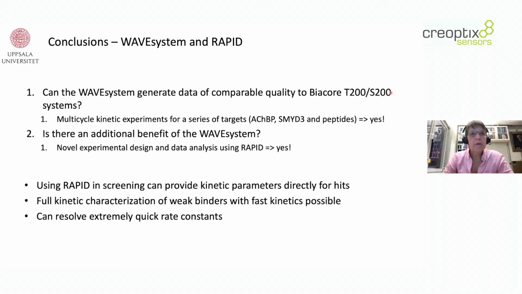complex systems. So we see that we can use Rapid in screening and get the kinetic parameters directly for the hits. We can do full kinetic characterization also of very weak binders with very fast kinetics, and the very quick rate constants that we sometimes see can be resolved.